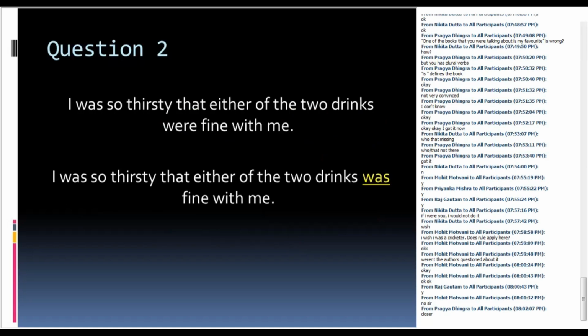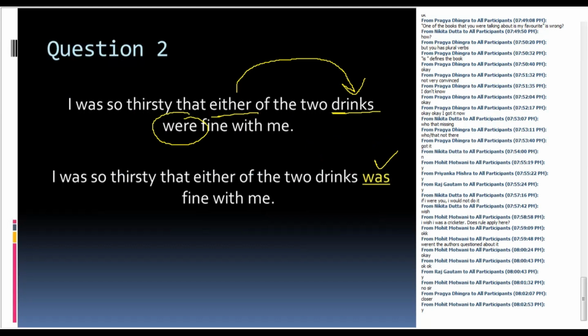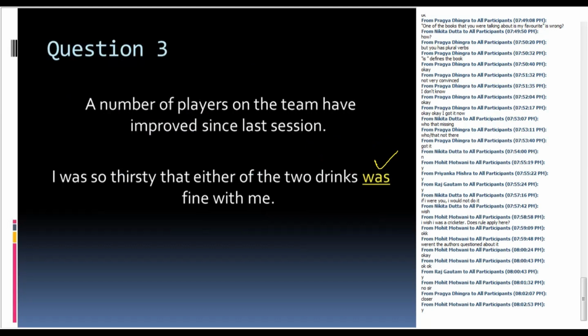I was so thirsty that either of the two drinks, because the word either precedes drinks, it becomes singular. So I cannot use were. I will have to use was. I was so thirsty that either of the two drinks was fine with me. Are you getting this? This is just a recapitulation of what we have done.